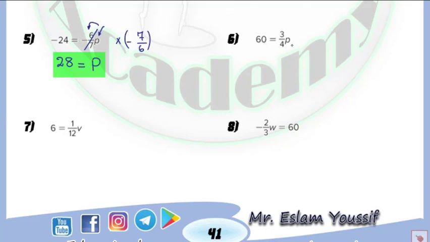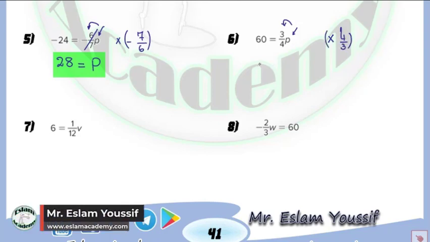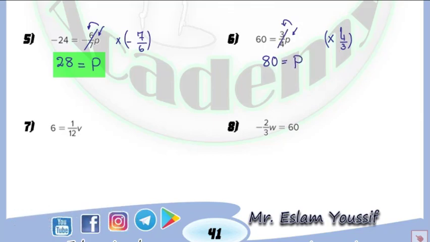60 equals 3 over 4p. At the first, the variable that we have is p. The coefficient is 3 over 4. Just multiply it by the reciprocal, which is 4 over 3. So 60 multiplied by 4 over 3, the answer will be equal to 80. 3 over 4 multiplied by 4 over 3 equals 1. And write p. So the solution now would be equal to 80.